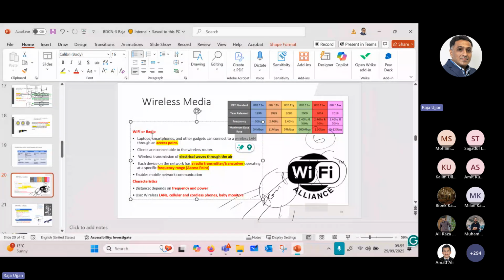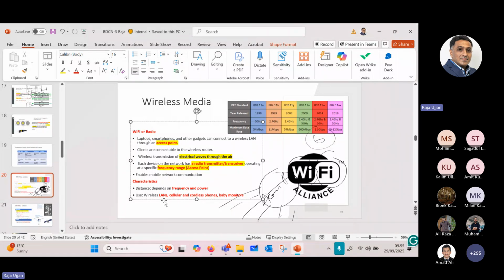They are electrical waves, not a cable. These are just electrical waves with different kinds of frequencies, passing through the air. How they work is they have a transmitter and a receiver as well. So they are sending and receiving. If your laptop is receiving, it sends back to the router. They communicate with receiver and transmitter, with different frequency ranges through the access point.